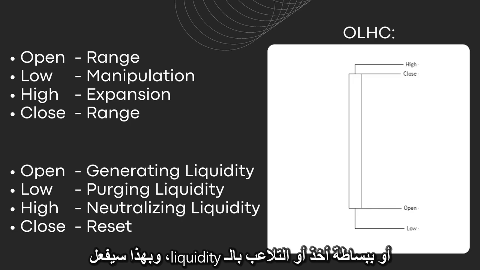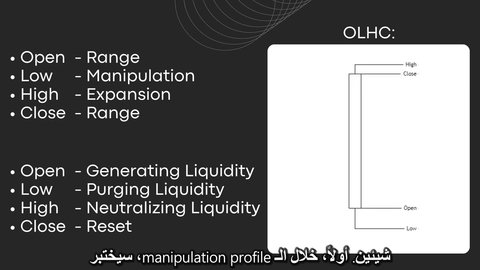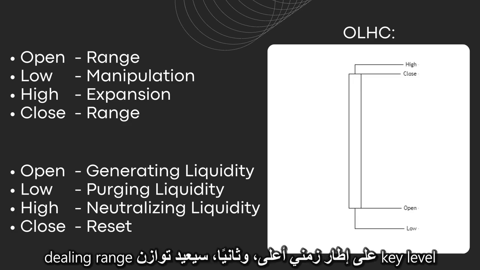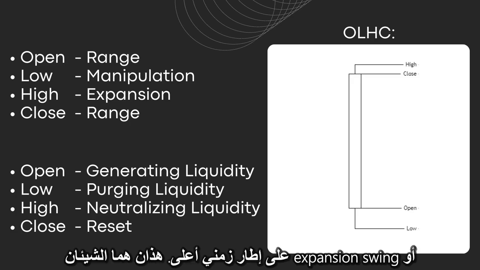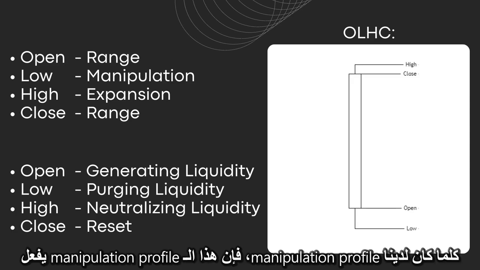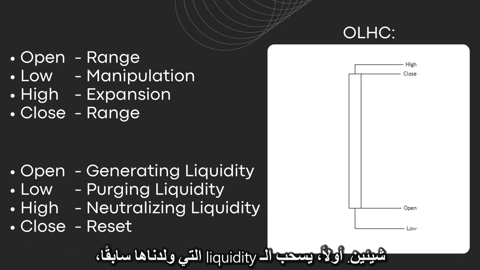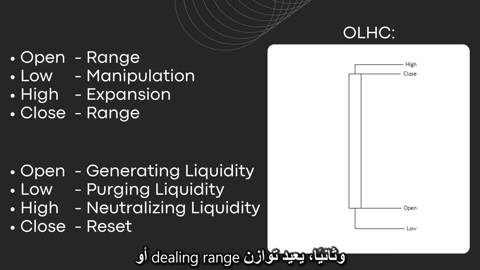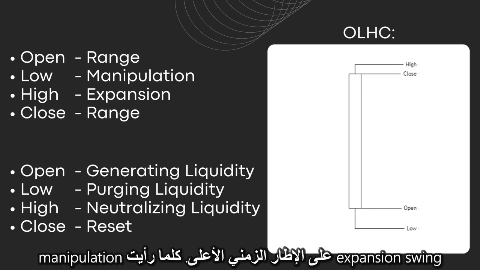And with that, it's going to do two things. First of all, during the manipulation profile, it's going to test the higher time frame key level, and second, it's going to rebalance a dealing range, right, or an expansion swing on a higher time frame. These are the two things that it will do after liquidity is generated and then it's purged, right? Whenever we have a manipulation profile, that manipulation profile does two things. It first of all purges the liquidity that we generated earlier, and second of all, it rebalances a daily range or an expansion swing on the higher time frame, right?